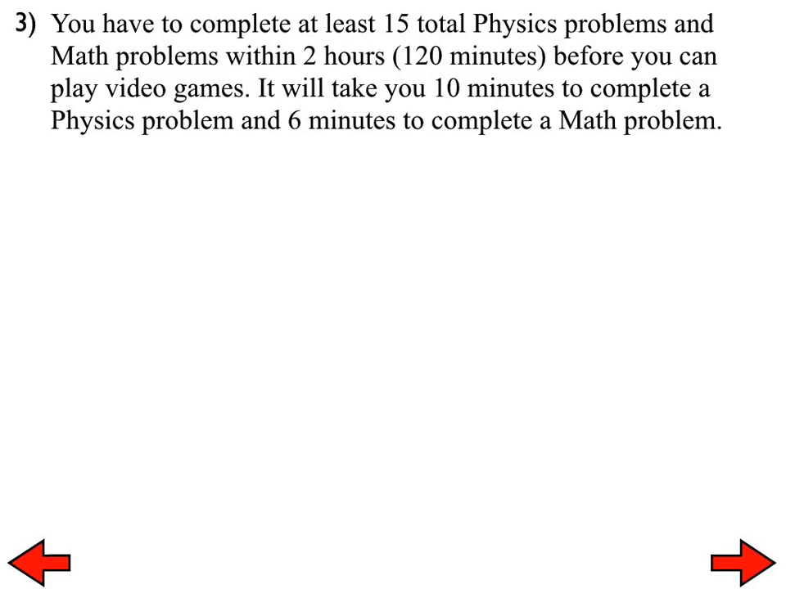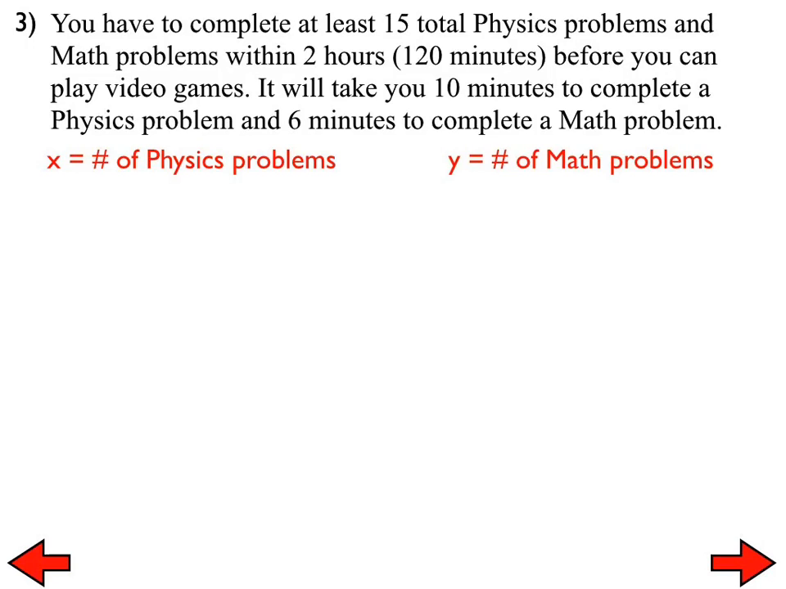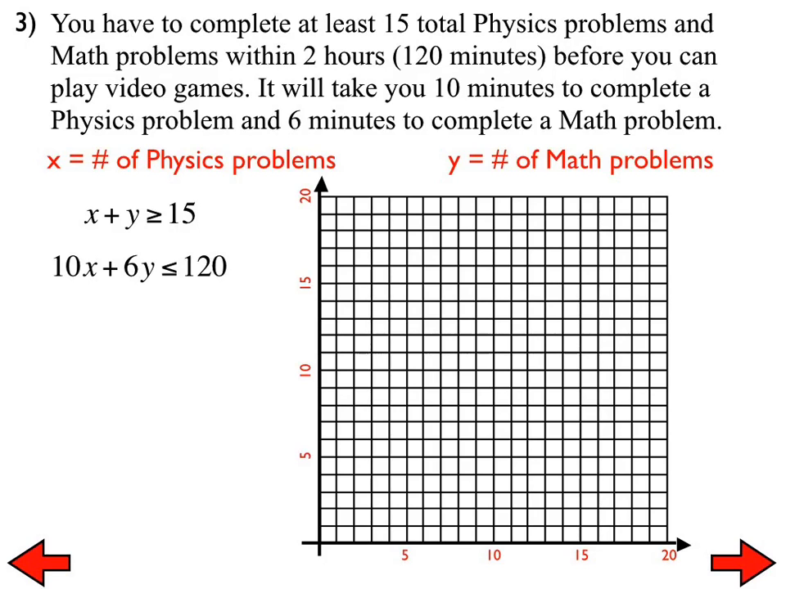The system should look something like this. I'm using x and y. x plus y is greater than or equal to 15. Some of you went p plus m is greater than or equal to 15. And then the second one, 10x plus 6y is less than or equal to 120. All of them have to be represented by minutes. Now, go ahead and graph that system. And then we're going to try and come up with 3 combinations that will work.